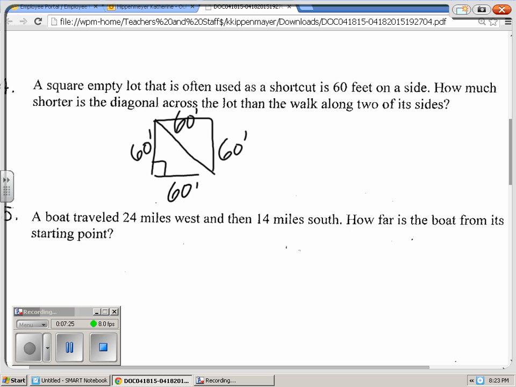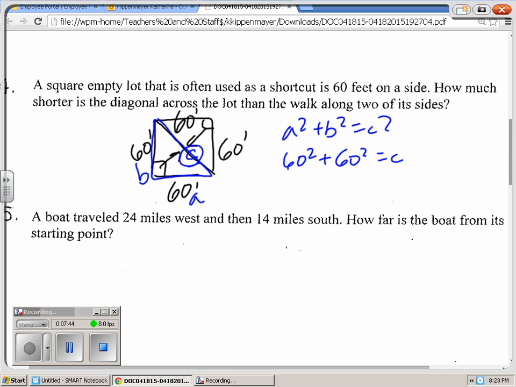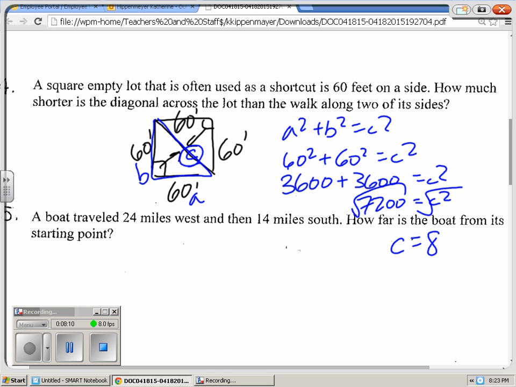So, of course, if it's a square, we have a 90-degree angle in each of the corners. So I'm just going to highlight one of these triangles. We're trying to find c, because that's what's across from the 90-degree angle. We have a and b. So we go ahead and fill in our equation, square the 60, add up those totals, and then take the square root. And we get c equals 84.85, etc. And that's 84.9. Once again, it's in feet.